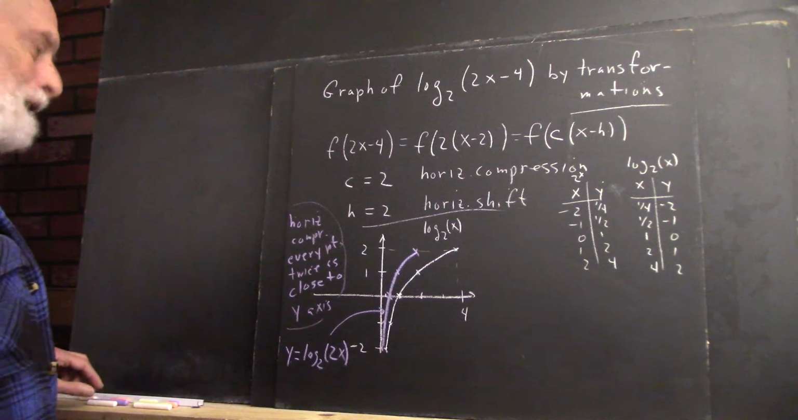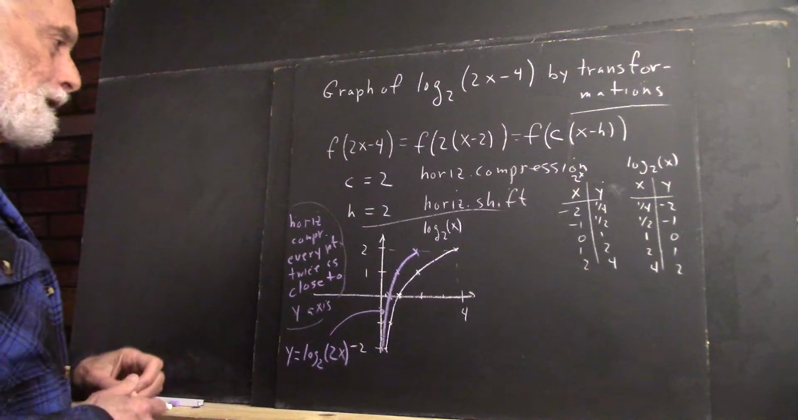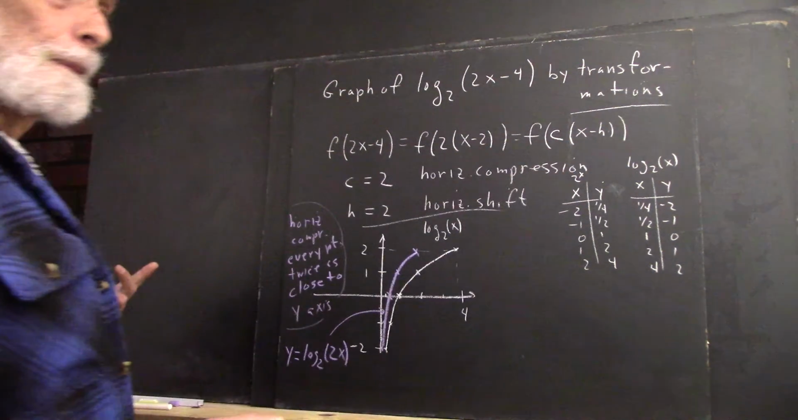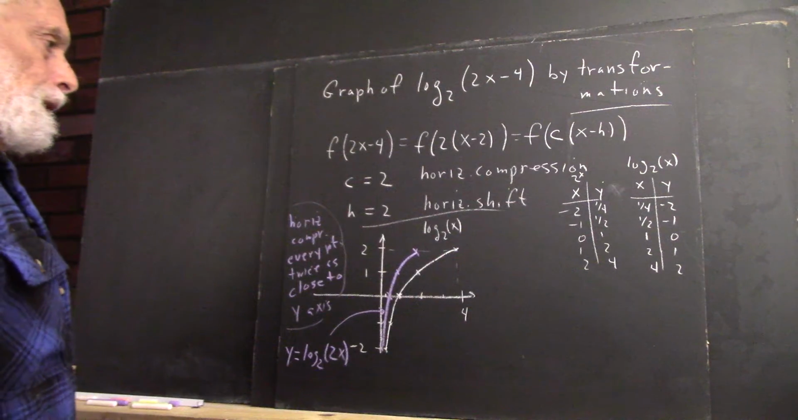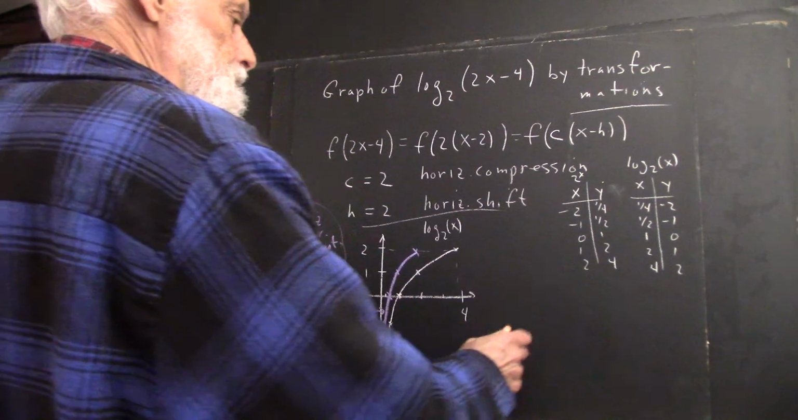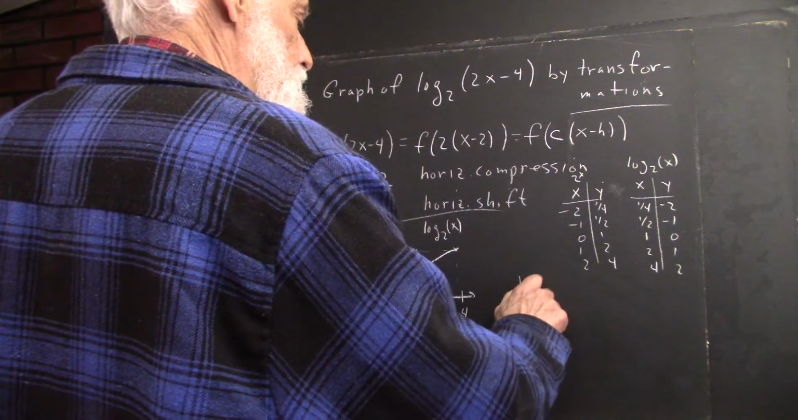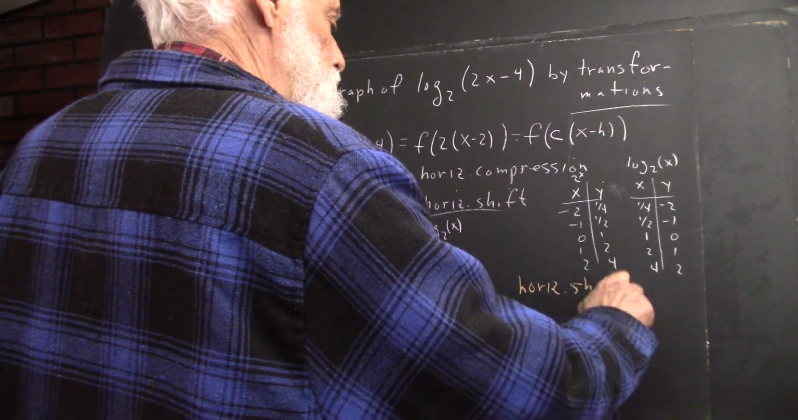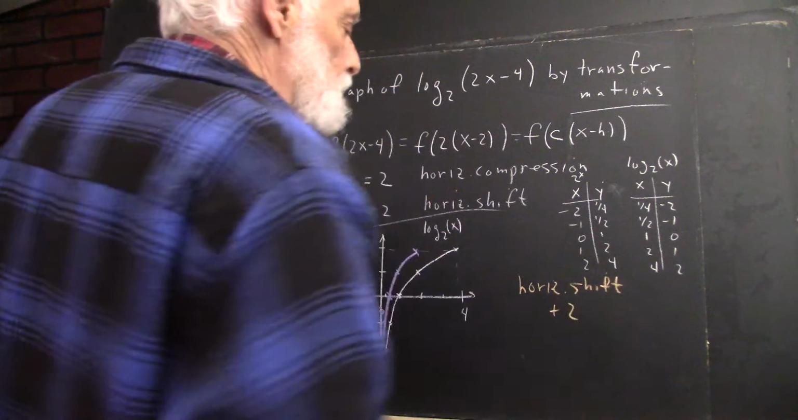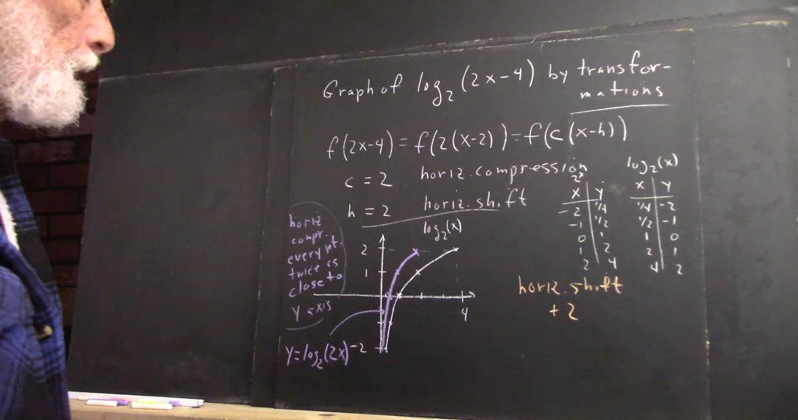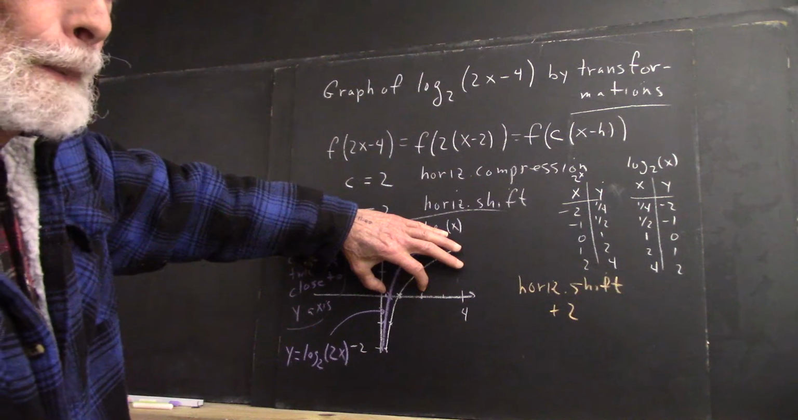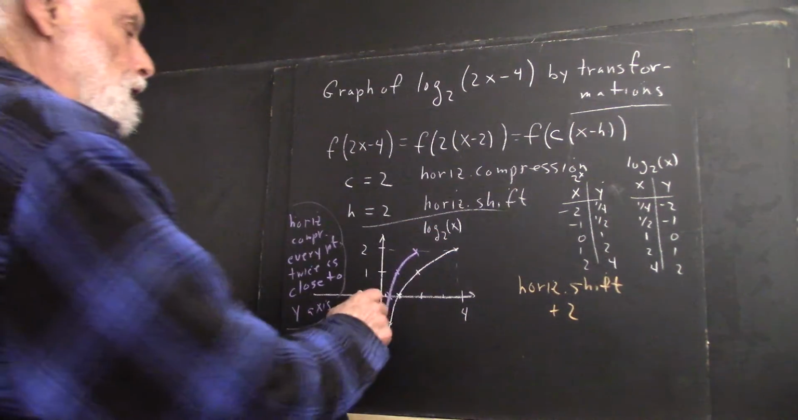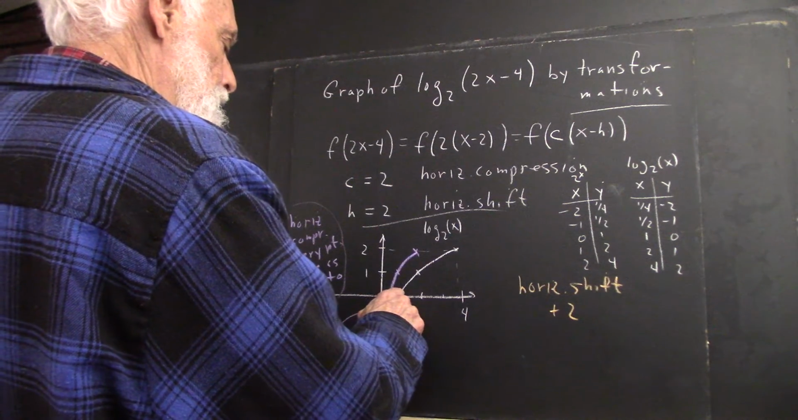Okay. Now we're going to do the horizontal shift. So we've got a horizontal shift of 2 units. Okay. So now we need a horizontal shift of plus 2. Well, 2 units is this far. Right? So I can even draw my 2 unit vector here.